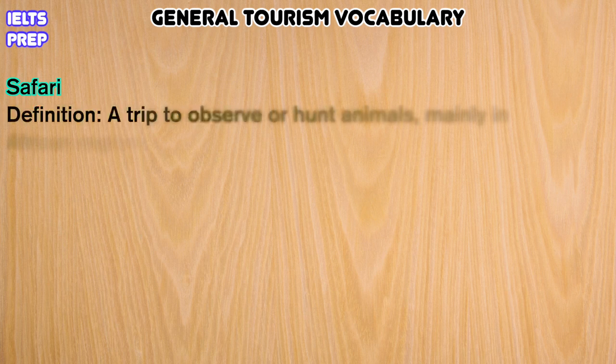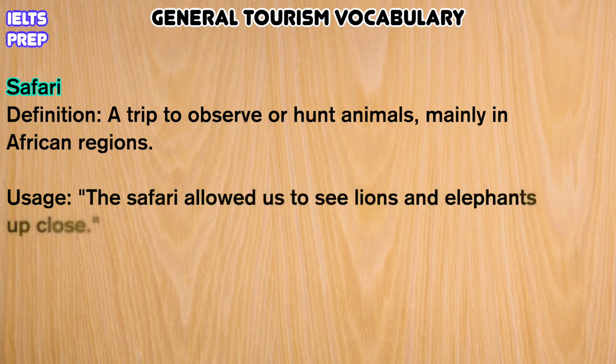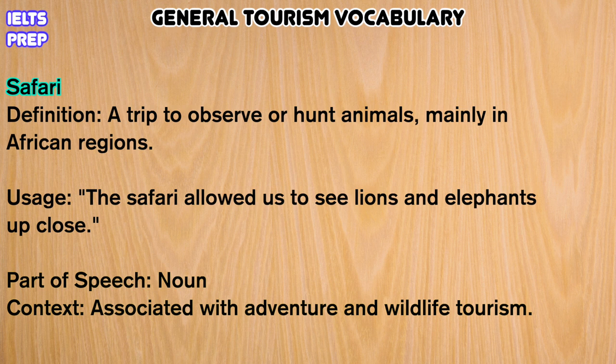Safari. Definition: a trip to observe or hunt animals, mainly in African regions. Usage: the safari allowed us to see lions and elephants up close. Part of speech: noun. Context: associated with adventure and wildlife tourism.